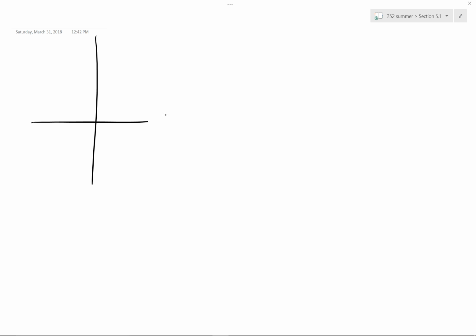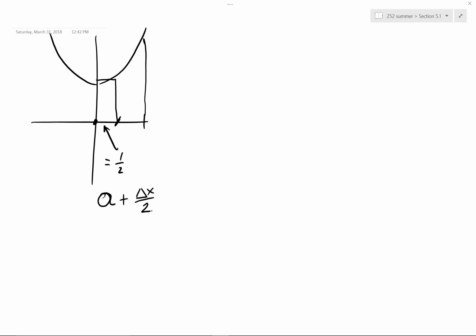Now let's do a midpoint just for a good time. Same function, because it's easy. And so here it is again, like so. But this time, think about that first rectangle: its height is not going to be at 0 anymore, and it's not going to be at 1 anymore. It's going to be at half. Well, how are you going to get a half? You're going to take 0, our initial value, which I'm going to write as A, plus delta x over 2. So in our case, it was 0 plus 1 over 2. That was our first midpoint.